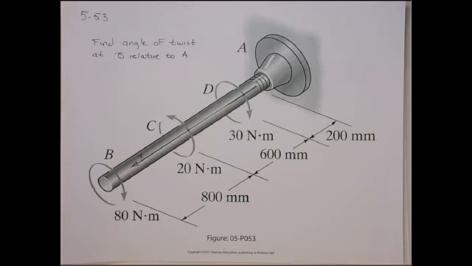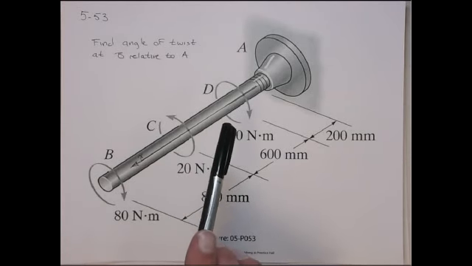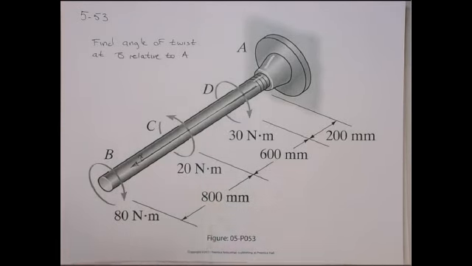Okay, in this video, I should say, we're going to do problem 553. This is an angle of twist problem. It's nice because at least we have some torques going in opposite directions, so we have to be a little careful about the twist convention. So that's why I chose this one.